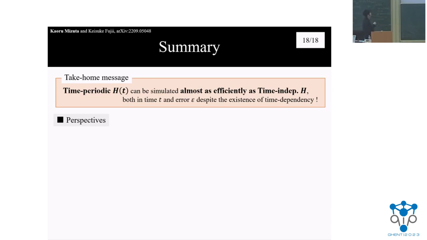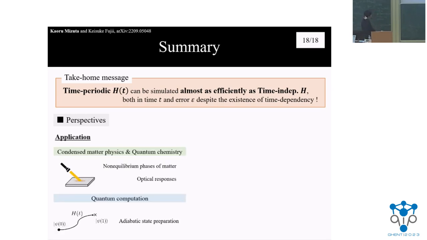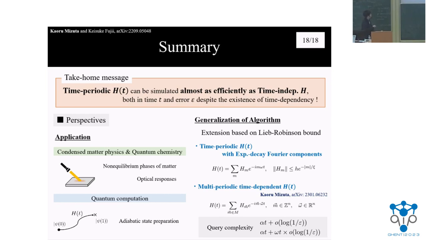We show that the time-periodic Hamiltonian can be simulated almost as efficiently as time-independent cases, despite the existence of time dependency. We also show some perspectives. Since time-periodic Hamiltonians have been vigorously studied in condensed matter physics and quantum chemistry, we can consider various applications in this field. And we can also expect that this algorithm can accelerate the adiabatic state preparation algorithms. We also note that we are interested in the generalization of algorithms.